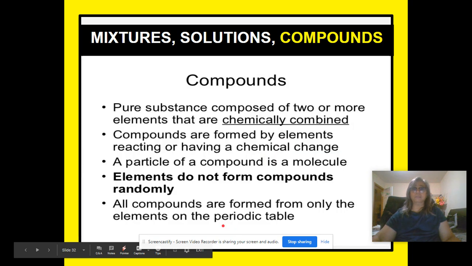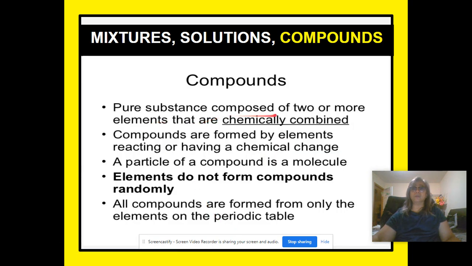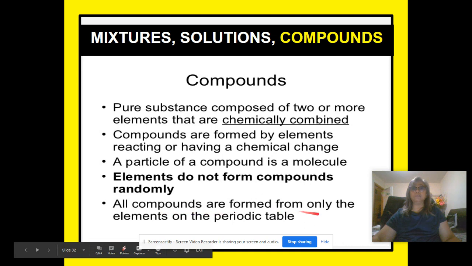Also about compounds. A compound is a pure substance composed of two or more elements that are chemically combined. Compounds are formed by elements reacting, or having a chemical change. A particle of a compound is a molecule. Elements do not form compounds randomly, and all compounds are formed from only the elements on the periodic table.